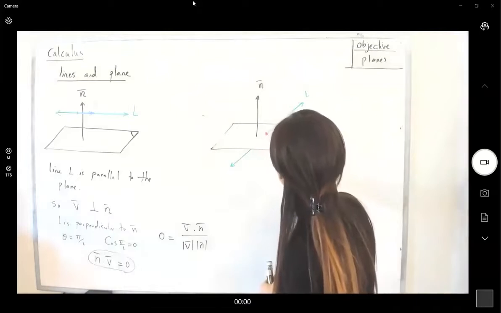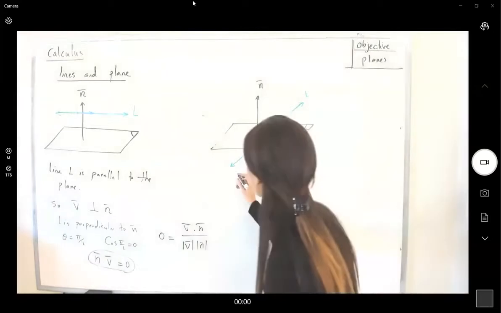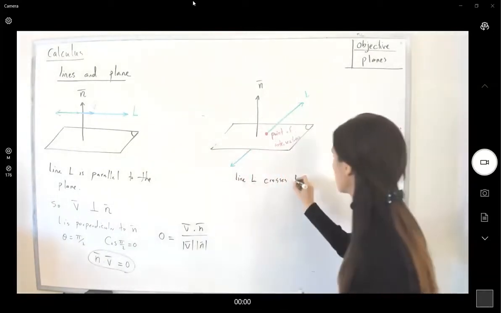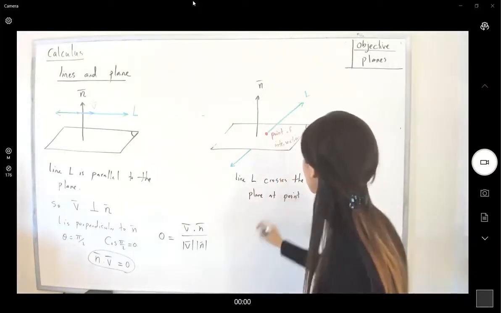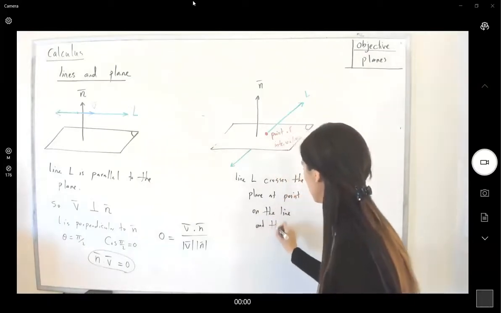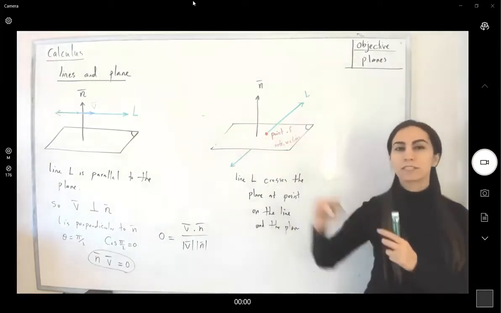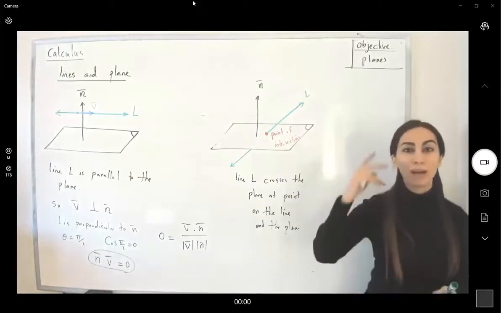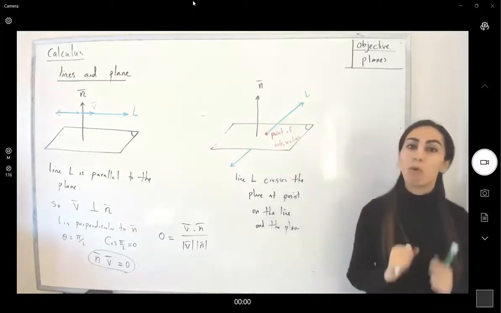Point of intersection. Line L crosses the plane. And the point on the line and the plane. So this point belongs to the line. It satisfies the equation of the line, and at the same time, it satisfies the equation of the plane. So you have two nice equations to find the coordinates of that point.